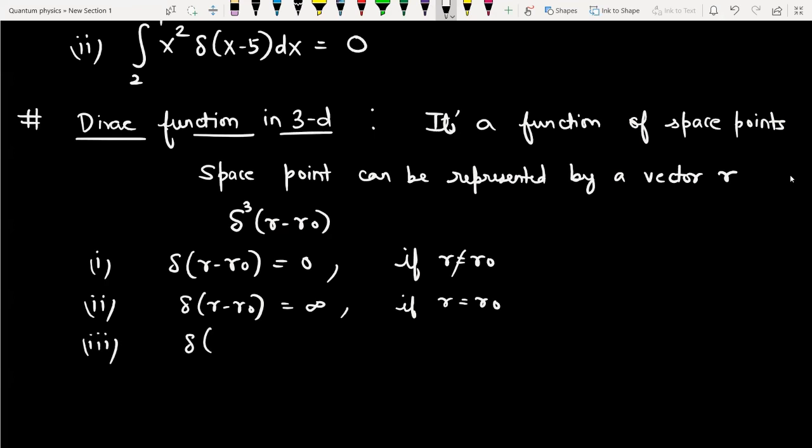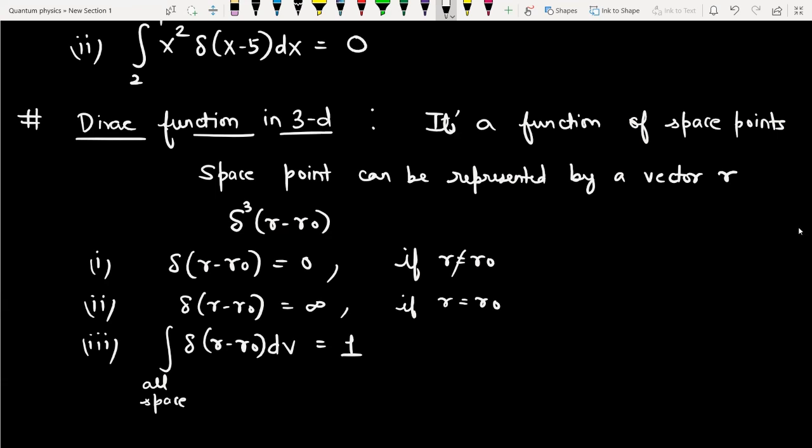Third case, this del integrated over all space, because remember now we are not integrating between points since we are talking about 3D. So in 3D we integrate over an entire volume. Okay, so this del of r minus r naught over dv is equal to 1. Like we had del of x minus x naught dx is equal to 1. Similarly, since we are now integrating over the volume, we are taking a small volume element dv and we are integrating over the entire space.